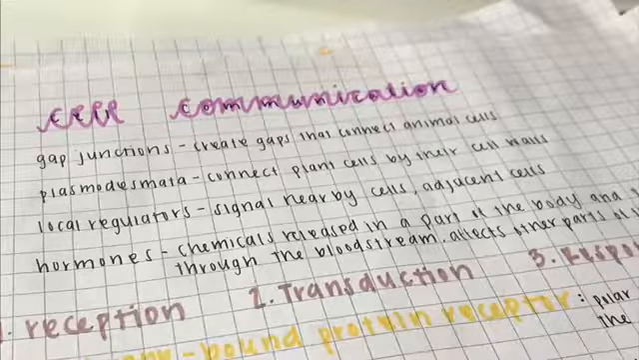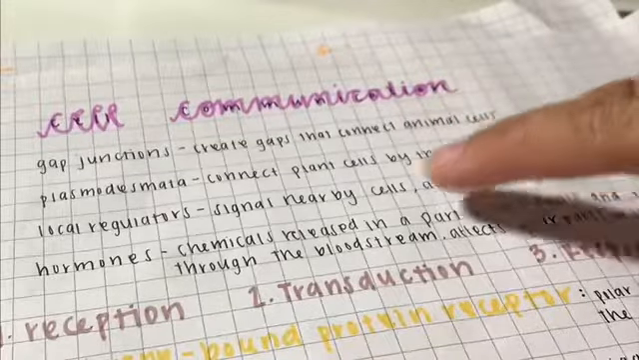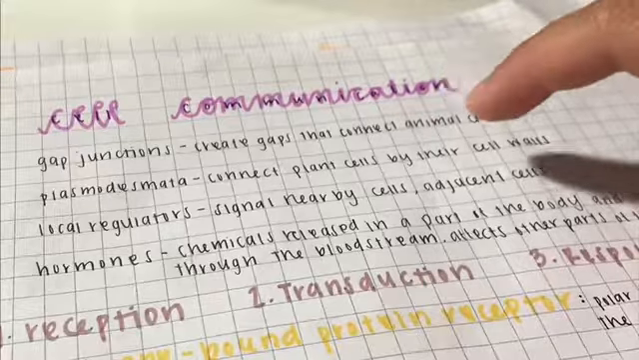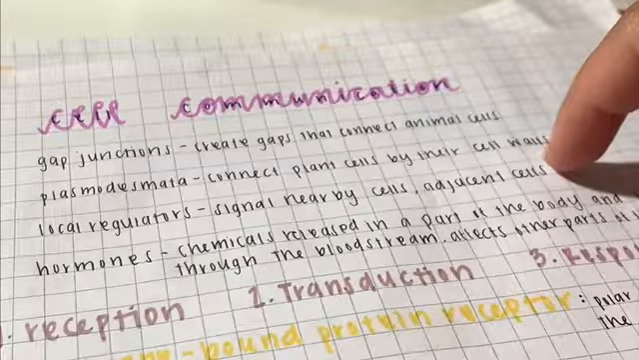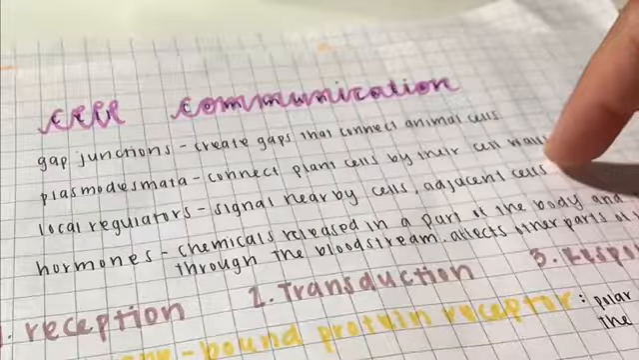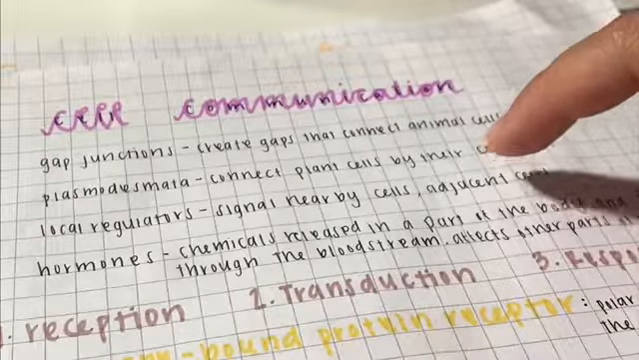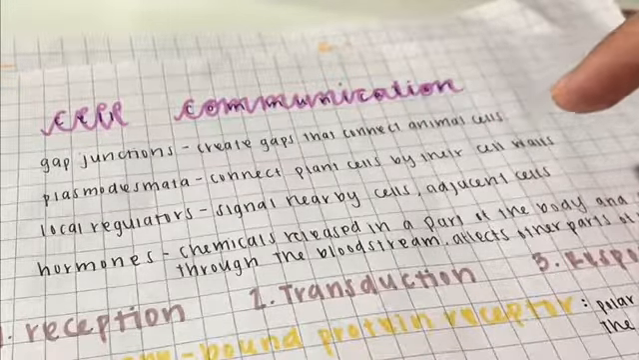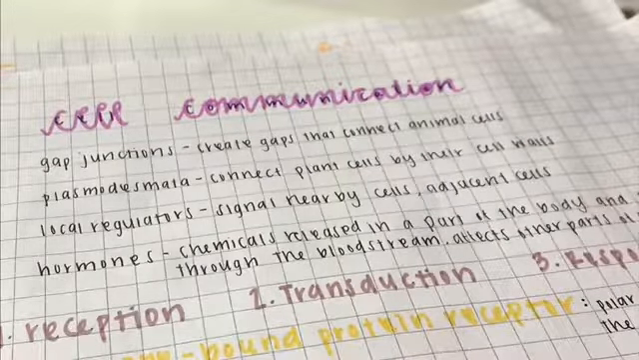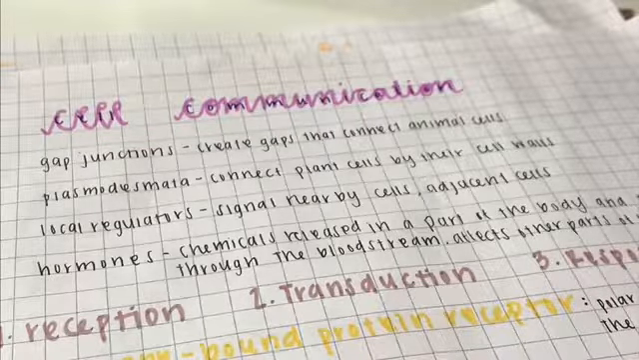So in today's video, we're going to be talking about cell communication. And first, we're going to be talking about local regulators and hormones. Local regulators signal nearby adjacent cells, so their message is received by nearby cells over a short distance. Hormones, on the other hand, are chemicals released in a part of the body that travel through the bloodstream and affect other parts of the body. So this can be thought of as long distance signaling.